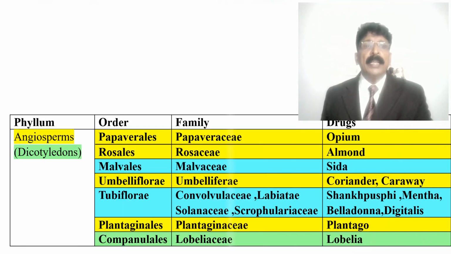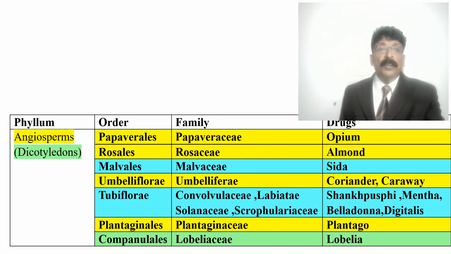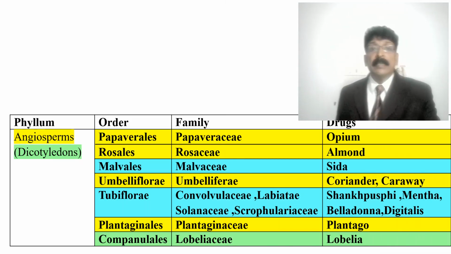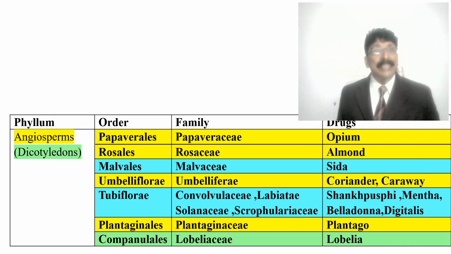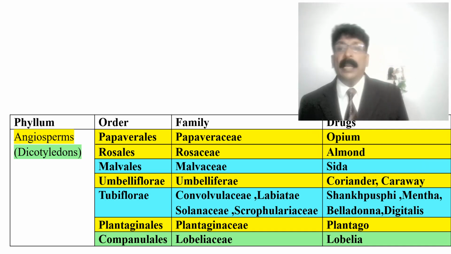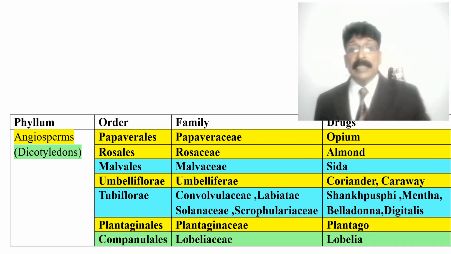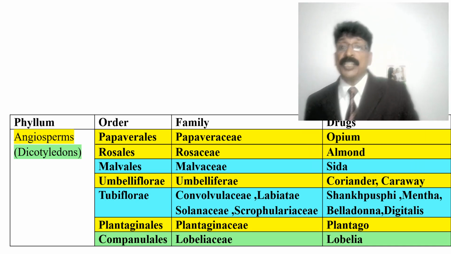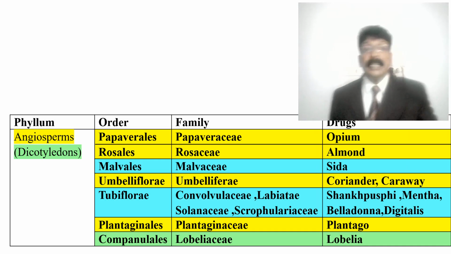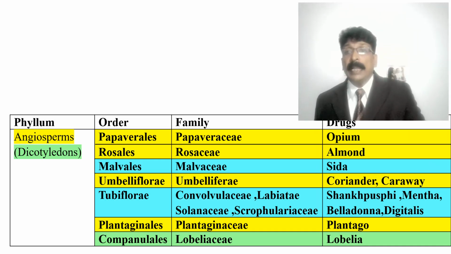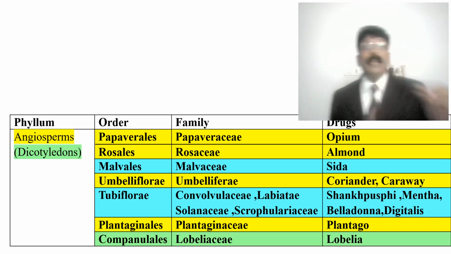And that is about the monocotyledons. For dicotyledons, for example, you can see there is an order like Papaveraceae family, example opium drug, and Rosaceae family, almond is the example. That is order Malvaceae, family, the example is Sida, and Umbelliflorae, Umbelliferaceae is the family. Example, coriander and caraway. And Tubiflorae is the order, a family which we have taken.